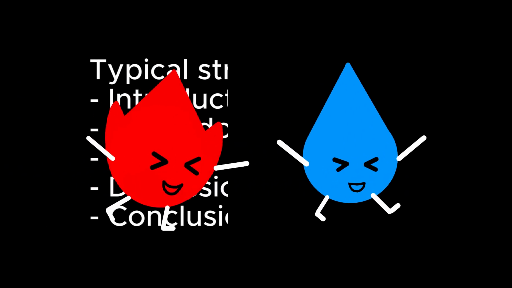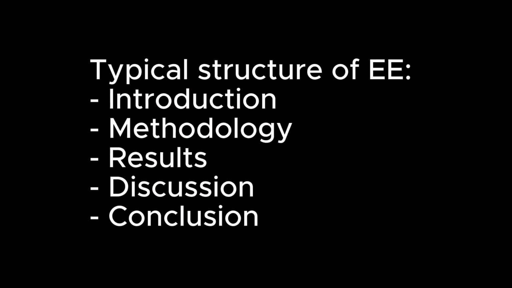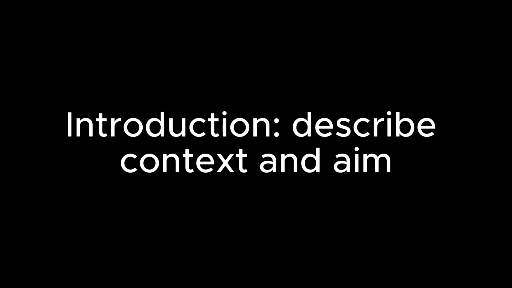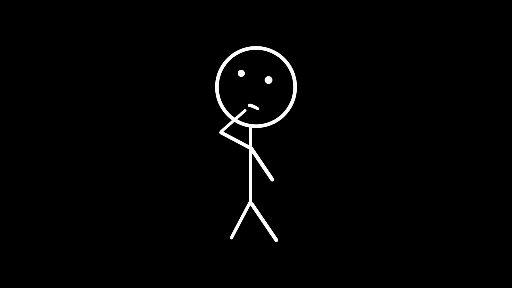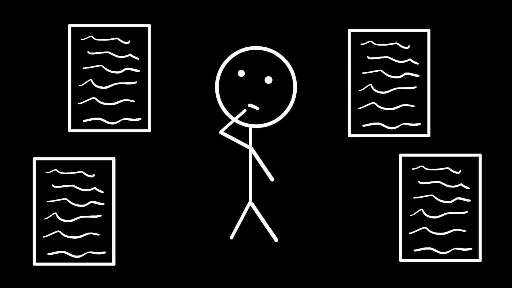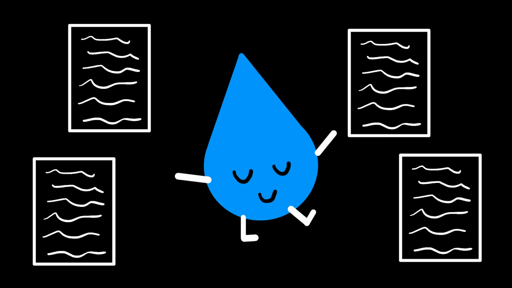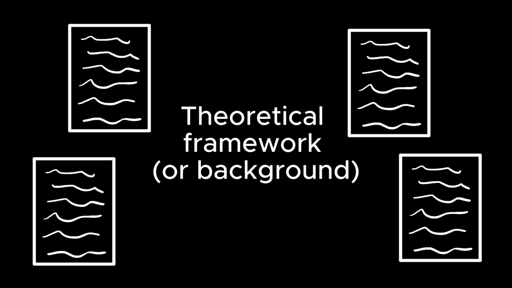The extended essay usually has an introduction, methodology, results, discussion, and conclusion, though you and your supervisor may want to structure it slightly differently. The introduction is where you describe the context and your aim. You should also discuss the research on this topic that is already available, though you can also separate this part in another section called a theoretical framework or background.